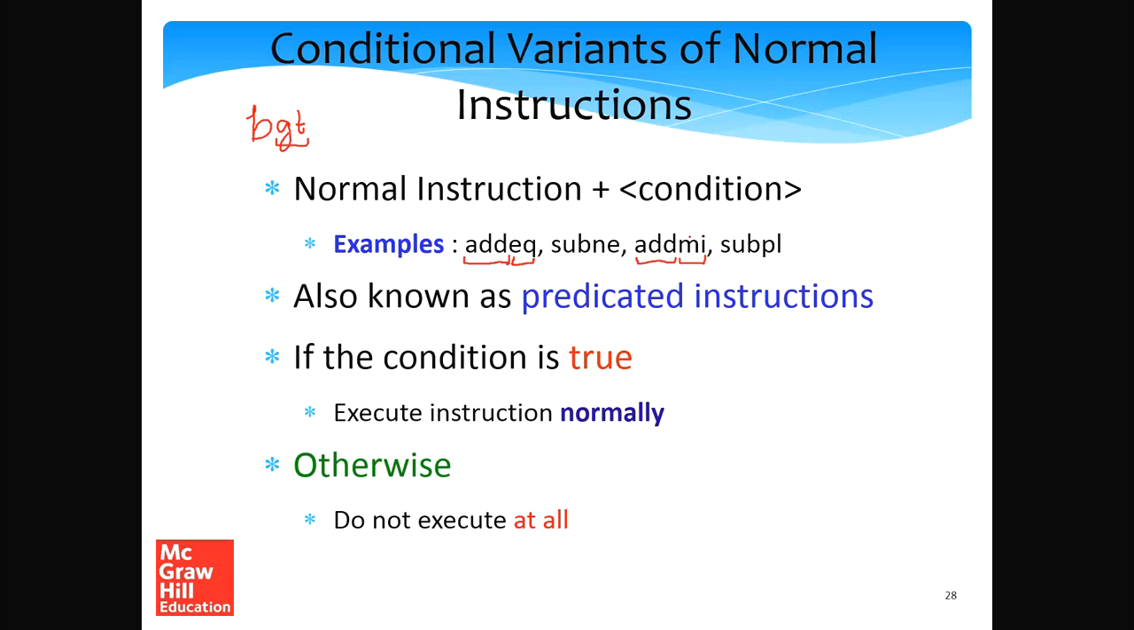This will basically mean that the add instruction will only execute if the MI condition holds true, or the subtract instruction will only execute if the not equal condition holds true. So these kinds of instructions are also known as predicated instructions, which means that if the condition is true, the instruction will execute normally. Otherwise, the instruction will not execute at all. It is pretty much like a no-op.